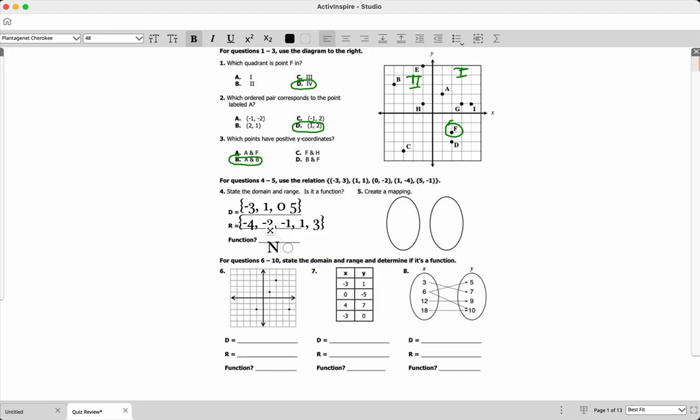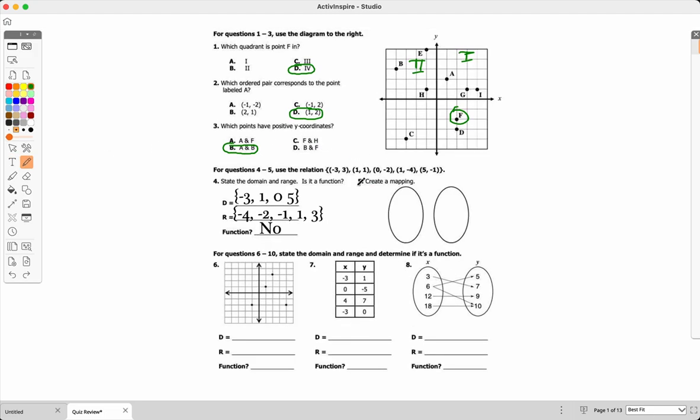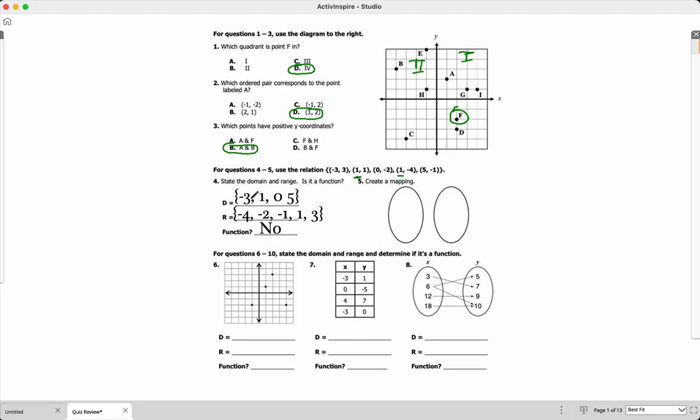No. I didn't need to shout that. There you go. It's no, because you have 2 x's that are the same. We have a 1 here and a 1 here. Anytime we have fewer y's than we have in the domain, then we have an issue.